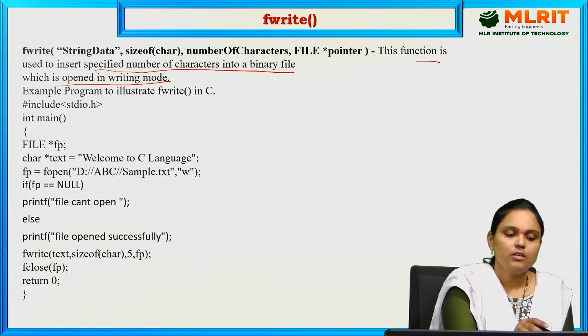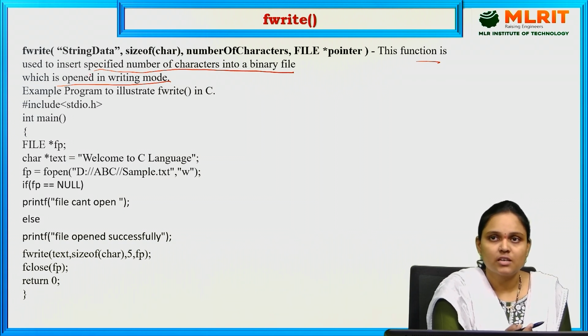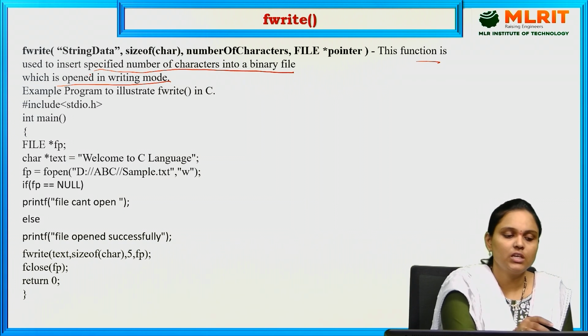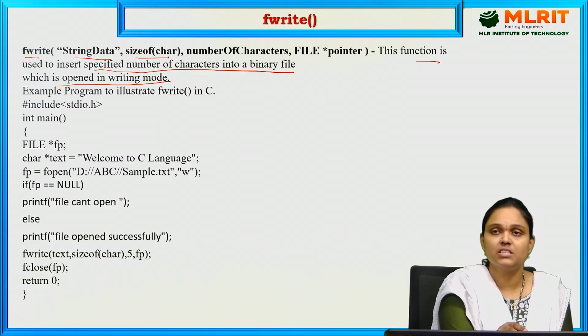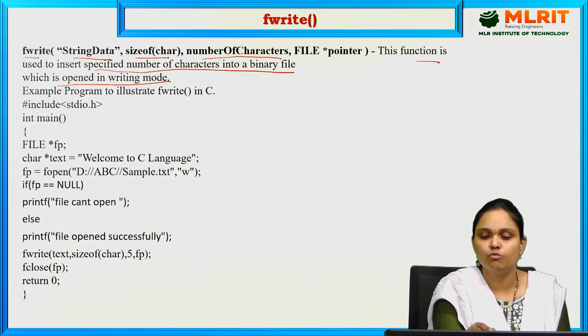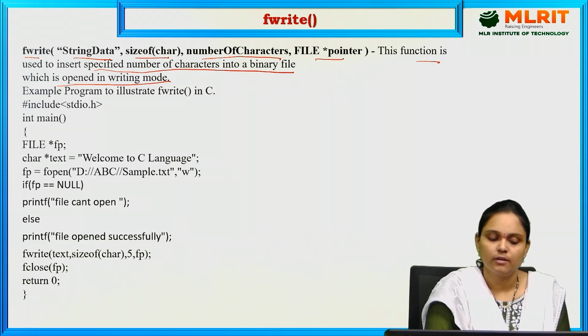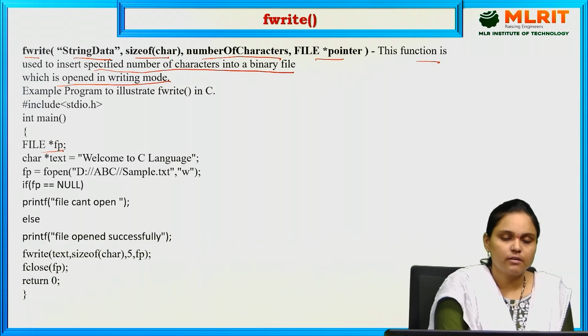Here, how many characters are there? That many characters you can write over here. And in fwrite, this is nothing but the string data. It's nothing but the size of char, how many characters you want to write, and in which file. So this is the file pointer, and I have given this text, welcome to C language.